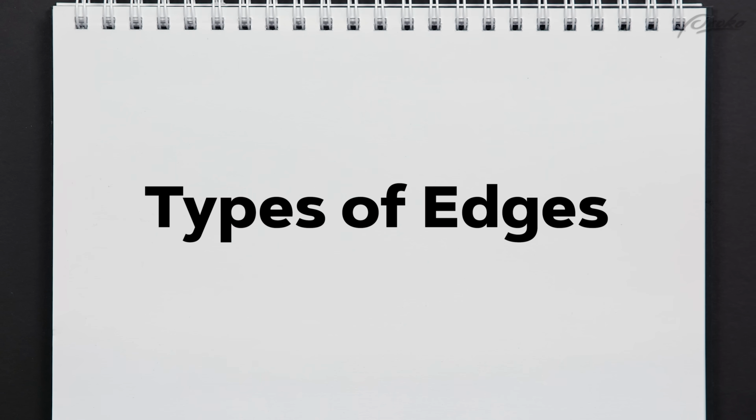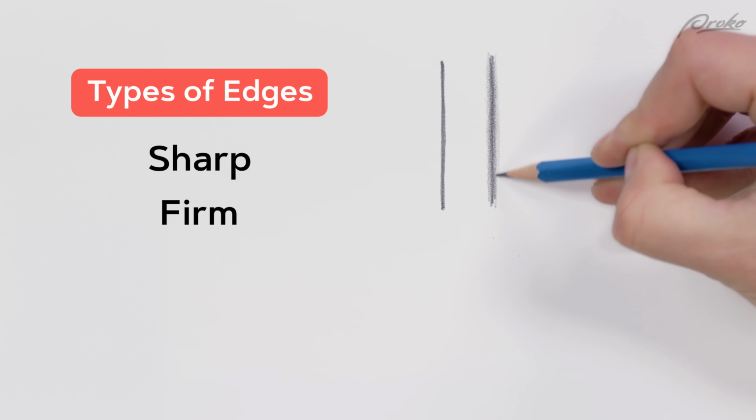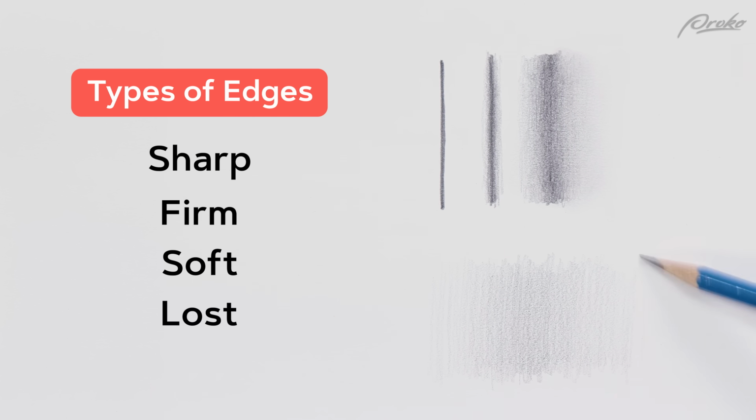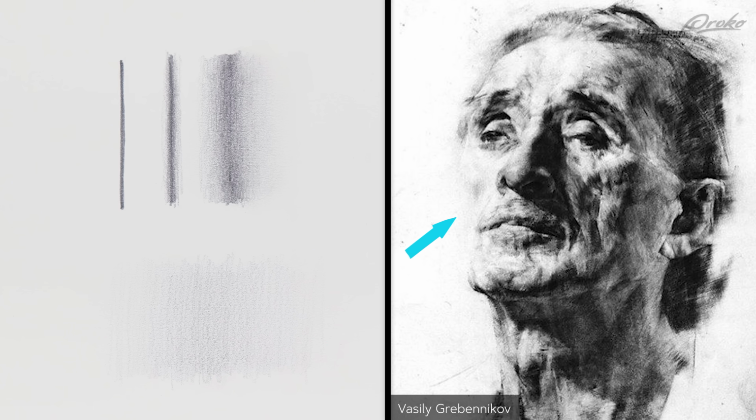So let's talk about the types of edges. There are an infinite amount of edge types between sharp and soft. But just like with values, even though they are infinite within that range, we simplify them to a limited amount to make it easier to organize our drawings, to be able to keep this stuff in our head and make decisions. It's a lot easier to think about 5 values and 4 edges: sharp, firm, soft, and lost. Lost is actually off the spectrum a little. It carries more meaning than just a very soft. We'll talk about that in just a minute.